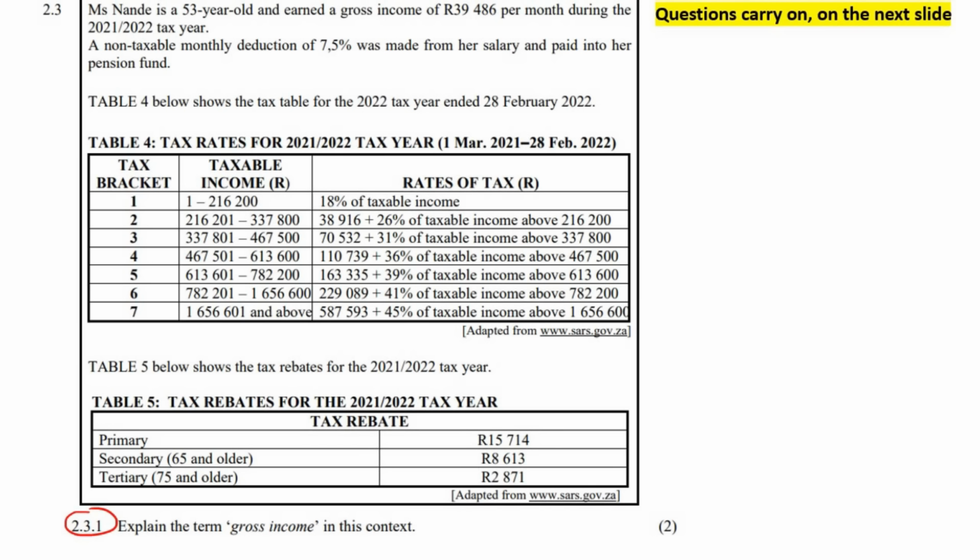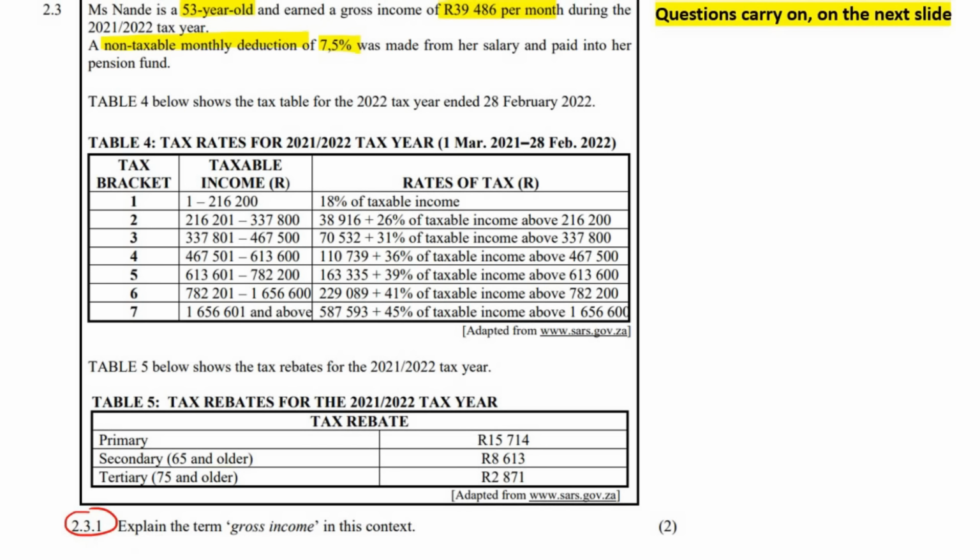Okay, so Miss Nande is a 53-year-old, and that's important. We'll definitely need to remember that this person is 53 years old. The reason is that when we look at our tax rebates, age is very important. She earns a gross income of that amount per month during the tax year. A non-taxable monthly deduction of 7.5% was made from her salary and paid into her pension fund. Table 4 below shows the tax table for that year. Table 5 shows the rebates.